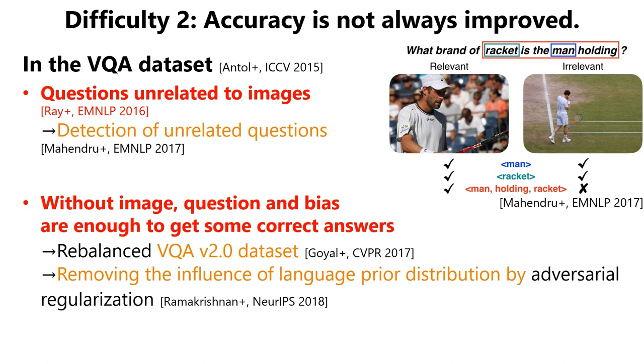For example, visual question answering can be seen as a task that adds vision to the natural language processing task of question answering. But in fact, the VQA dataset contains questions that are not related to images. There have been studies that found questions in the VQA dataset that are not related to the images, and then removed them. Another thing is that it has been reported that even without looking at the image, the correct answer can be obtained to some extent only with the question text and the bias that this answer is usually given in such cases. Therefore, there is a paper about eliminating the bias in the dataset by using adversarial regularization.